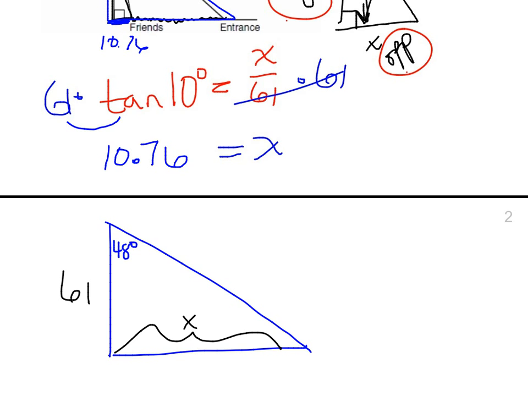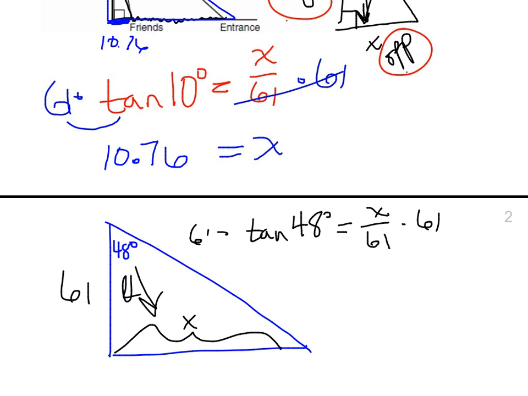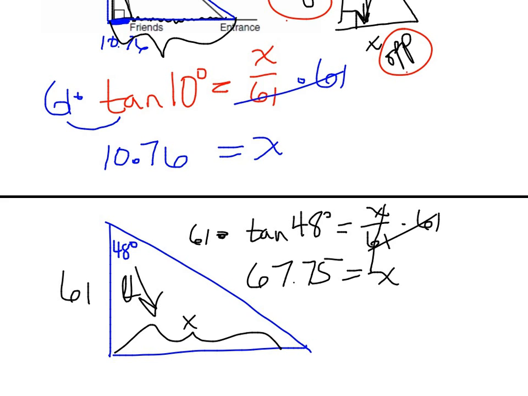Now this was already 61, and we're trying to find this, which we'll call x. Again, this is opposite and adjacent, so we're going to use the tangent of the angle. Remember, tangent of an angle is always the opposite over the adjacent. Multiply both sides by 61 to get x by itself, and we get 67.75. So now I know this whole distance here, and all I have to do is subtract this value minus this value to find the distance from the friends to the entrance.